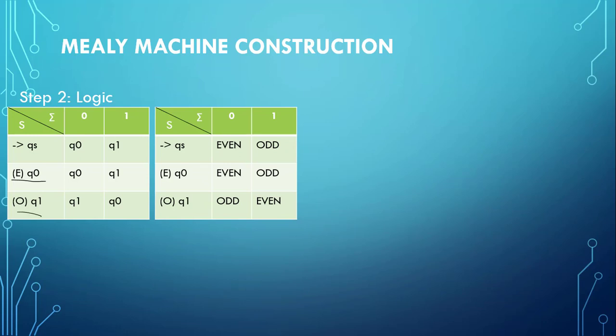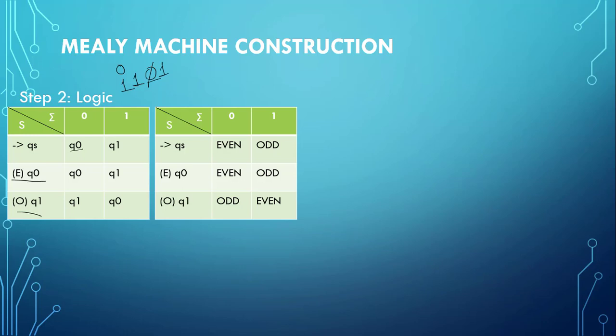Now for example, if the first input symbol occurring is 0, that means 0 ones are present, so we will go to the Q0 state. If 1 occurs, then we will go to the Q1 state. Similarly, when we are in the Q0 state, that means we have already encountered an even number of ones. If the next input is 0, it is still even. If the next input is 1, then it becomes odd, so we will go to the Q1 state.